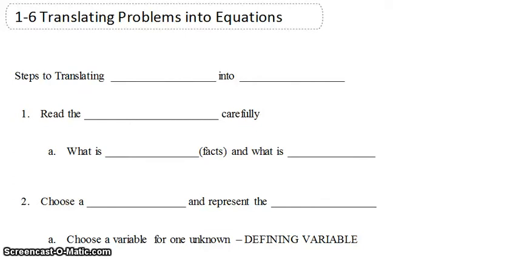Alright, we're on 1-6, translating problems into equations. Now, in 1-5, we translated sentences into equations, and we've translated words into symbols. So we're getting one step further, and we're going to have some problems that we need to write into equations. It's going to seem like you want to solve it, which eventually we'll get to, but right now we're just worrying about translating.